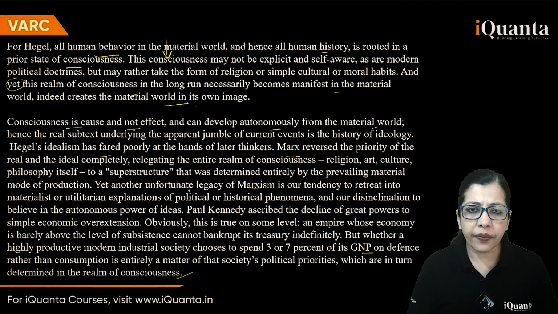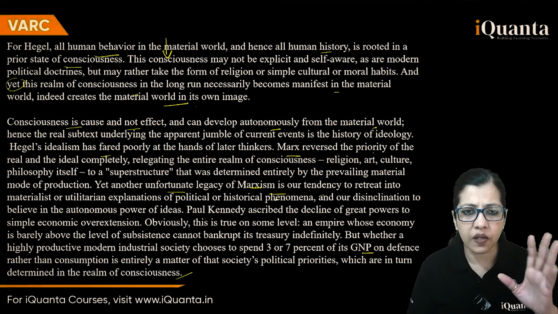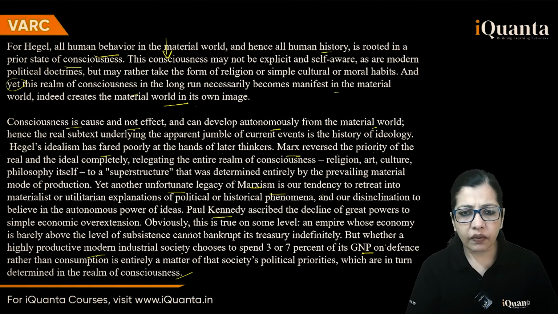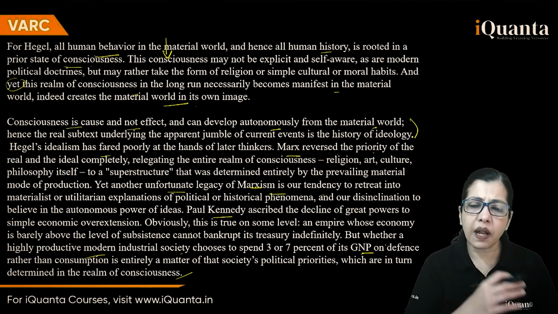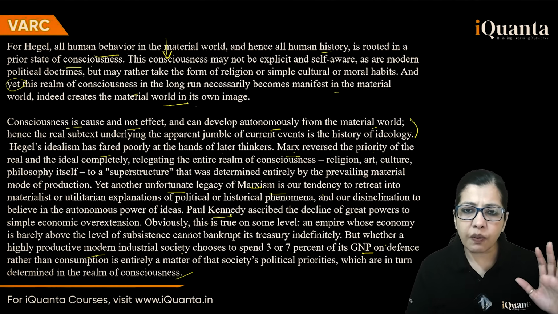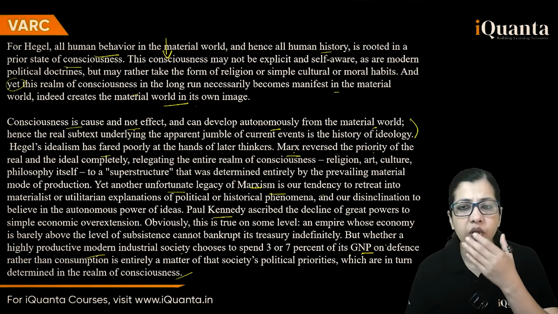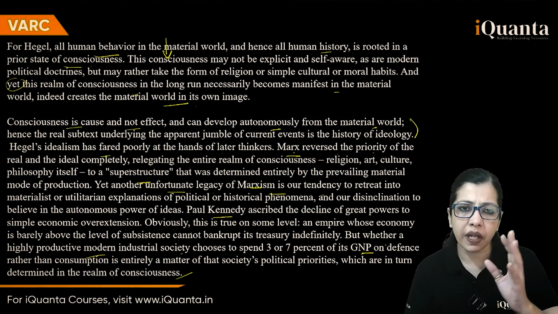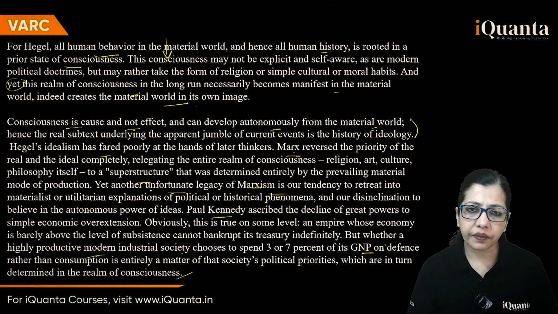Marx reversed. Okay, fine. Yet another unfortunate Marxism. Okay, so discussing Marxism here. Okay, and then Paul Kennedy. All right. This is true, fine, but whether a highly productive this, okay, something about GNP, right? What is this para talking about? This para is talking about consciousness in detail and how it is connected to Marx's ideology, Paul Kennedy something, and then what is he mentioning about GNP? These are the important points. There is something in inverted, I just look at that and move on, because if there's a question, we will come to what superstructure is. Right, had fared poorly at the hands of later thinkers.